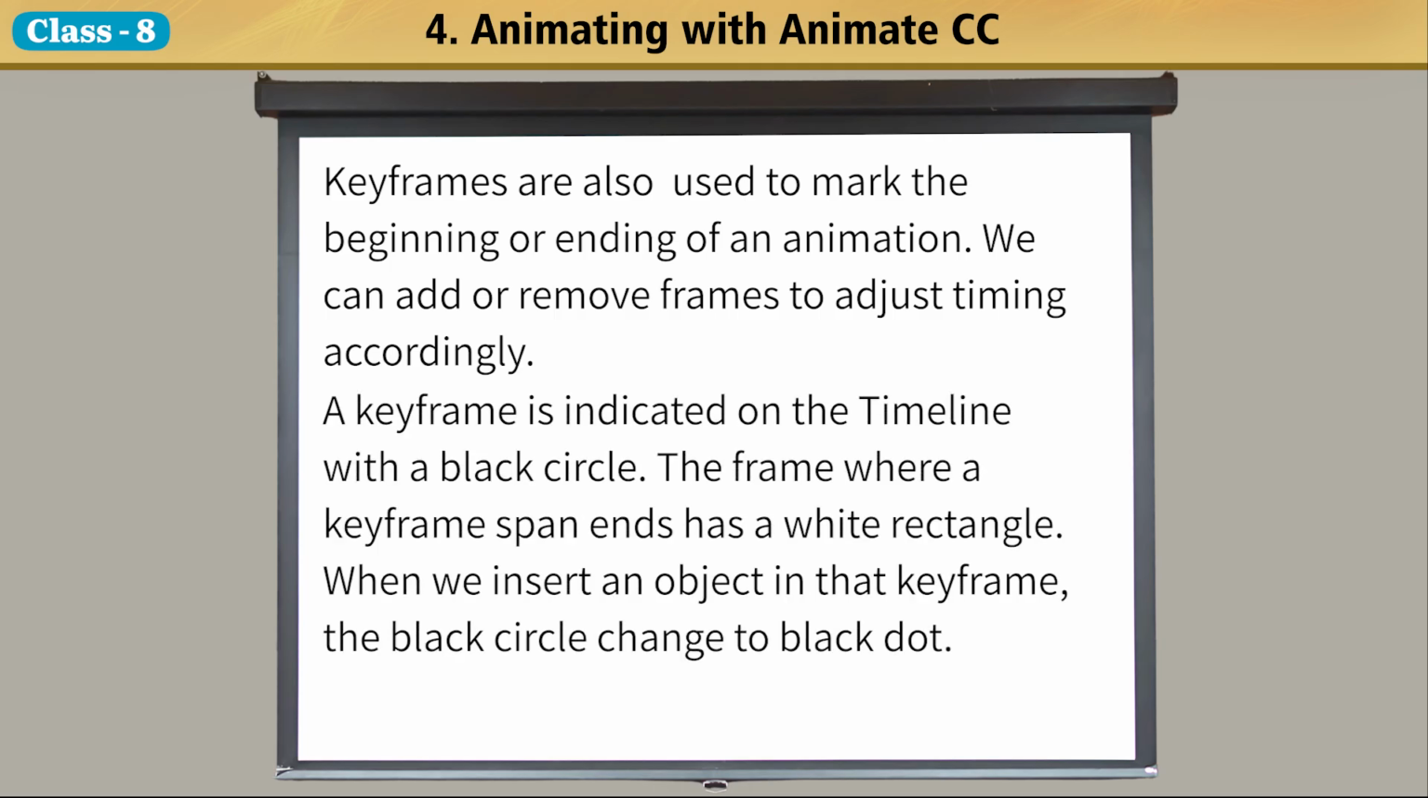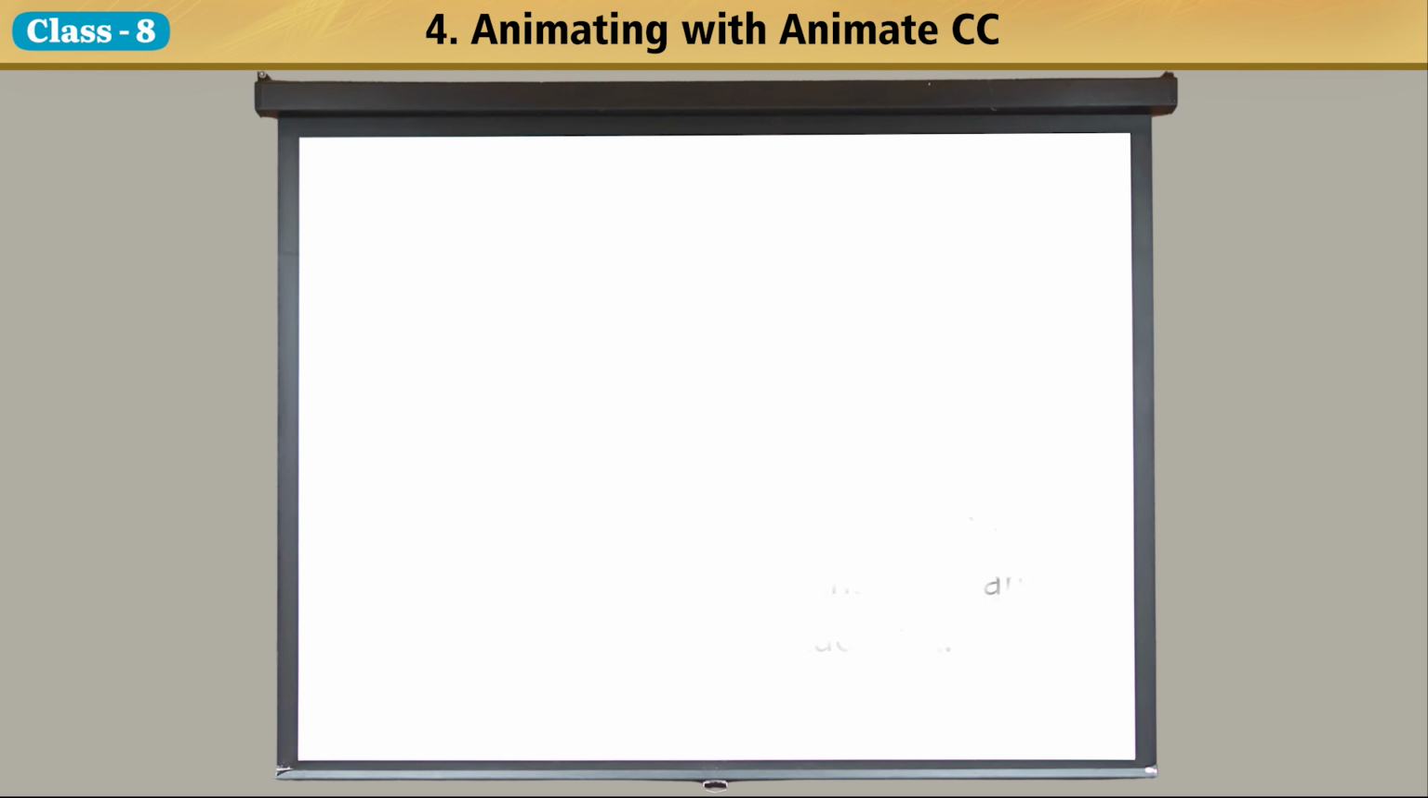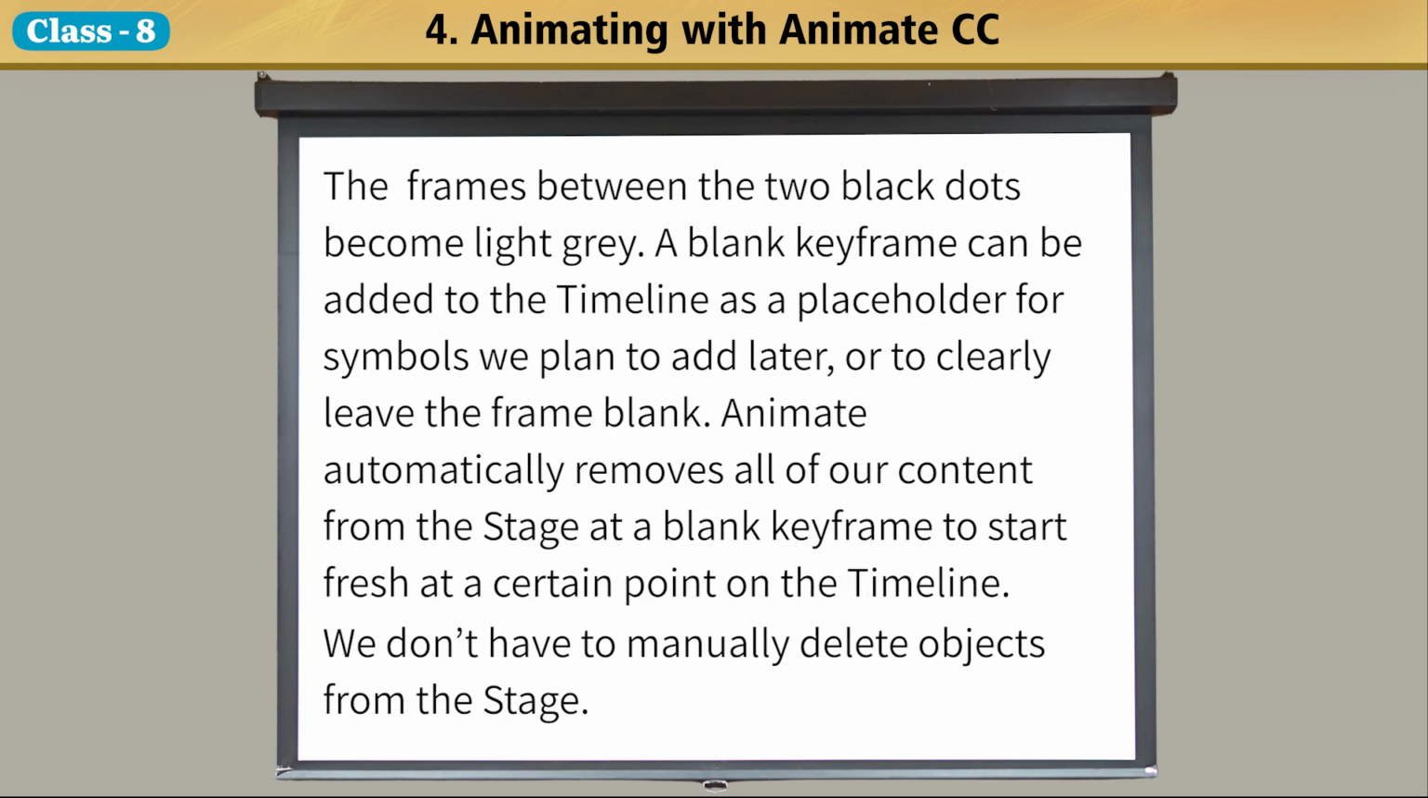A keyframe is indicated on the timeline with a black circle. The frame where a keyframe span ends has a white rectangle. When we insert an object in that keyframe, the black circle changes to black dot. The frames between the two black dots become light gray. A blank keyframe can be added to the timeline as a placeholder for symbols we plan to add later, or to clearly leave the frame blank.